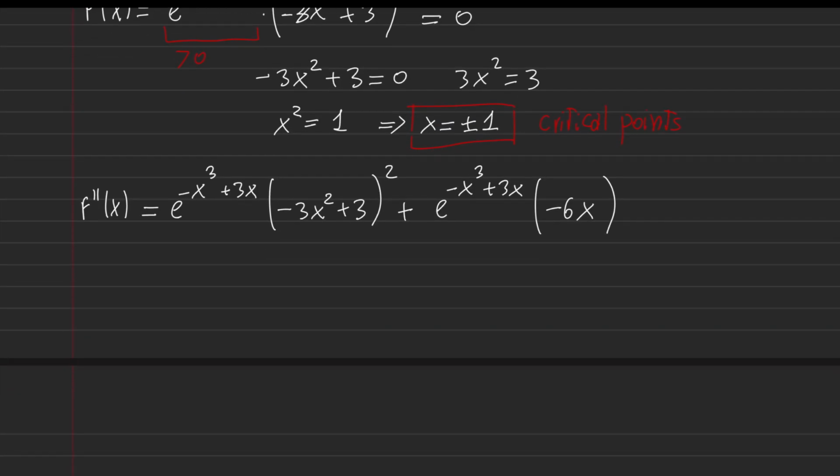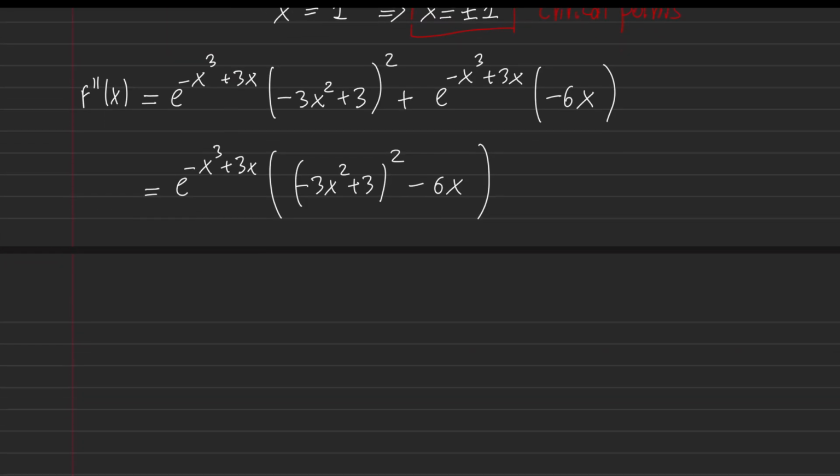Great. Now I can simplify this expression a bit and I can factor the exponential. So I get e to the minus x cubed plus 3x times minus 3x squared plus 3, all squared, minus 6x. And now this expression is much easier to evaluate.